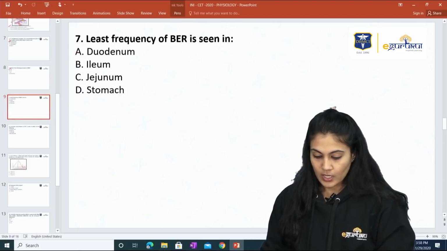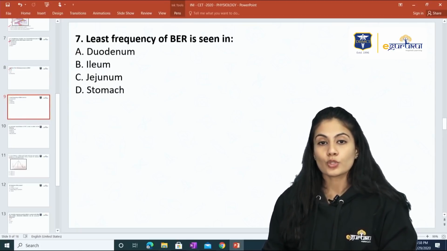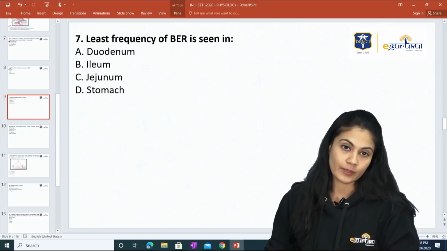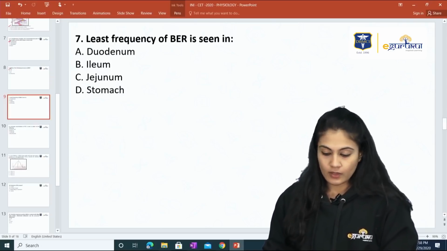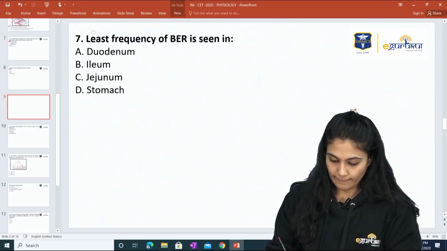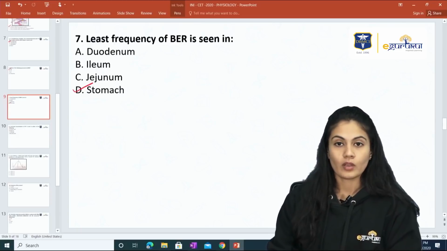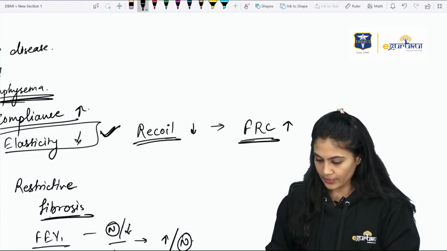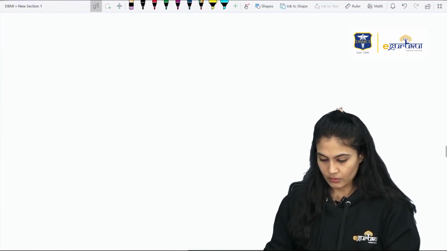Okay. Let's move on to the next question. Question number 7: the least frequency of BER is seen in. The answer over here is option D, the stomach. What is this BER and how is it related to the GIT?